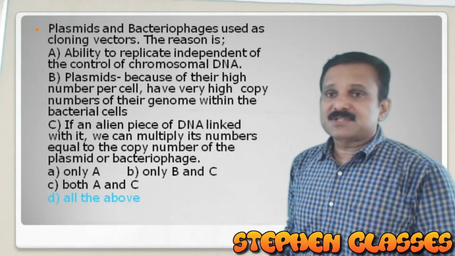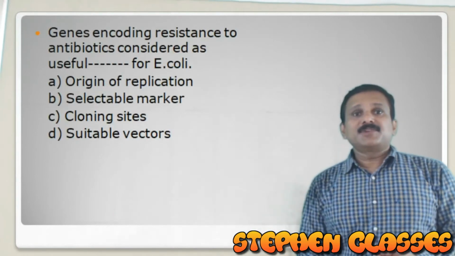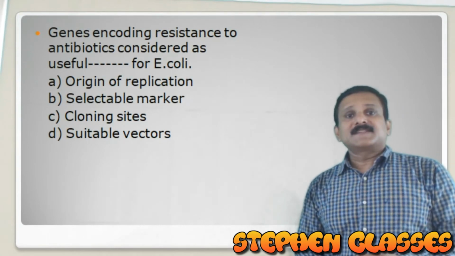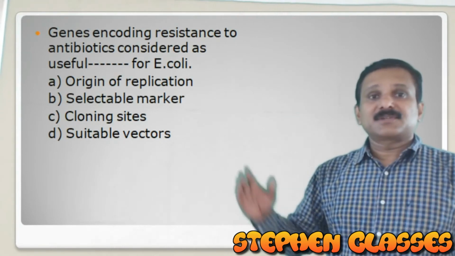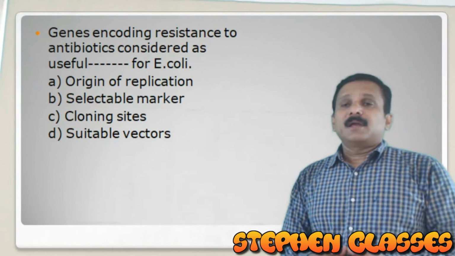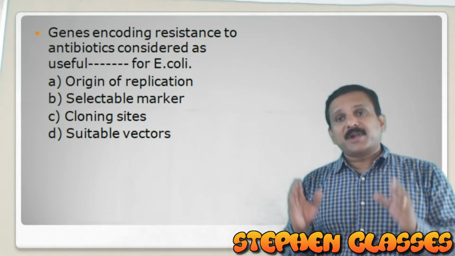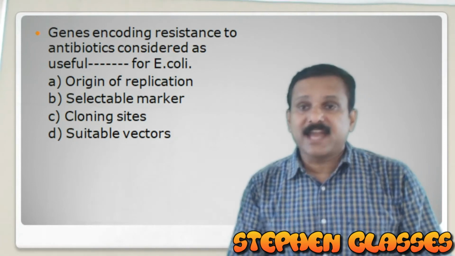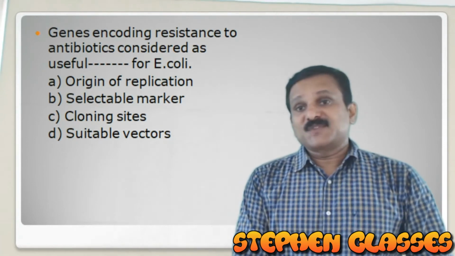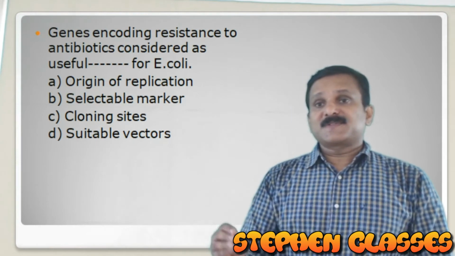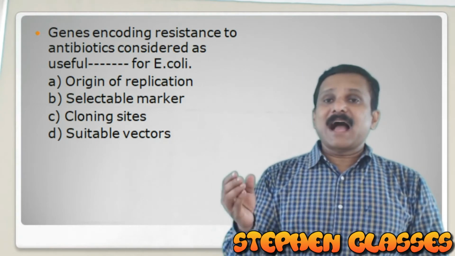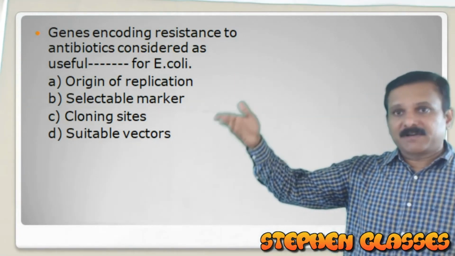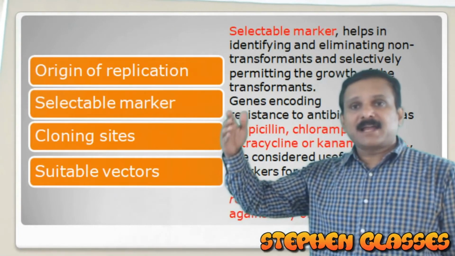We move to our next slide. It is about genes encoding resistance to antibiotics, considered as useful dash. So here, as you know, we are using cloning vectors in recombinant DNA technology. And these vectors we usually produce artificially, and they will have certain properties. These properties are listed in our next slide. We move on to the next slide.